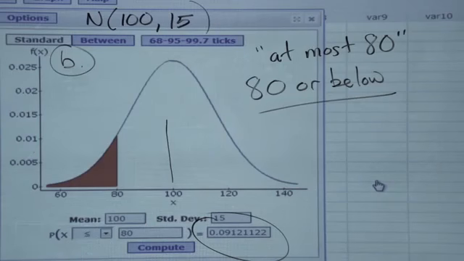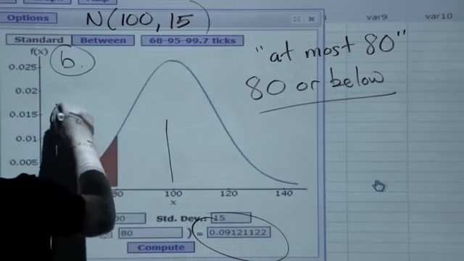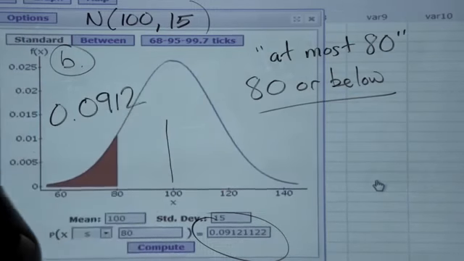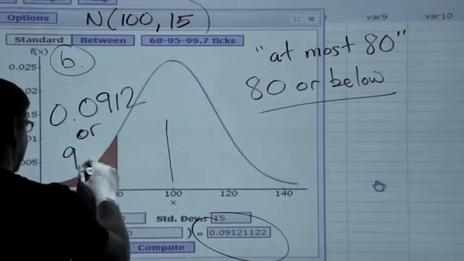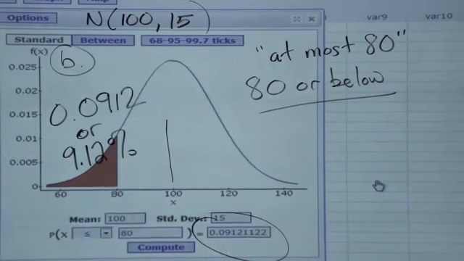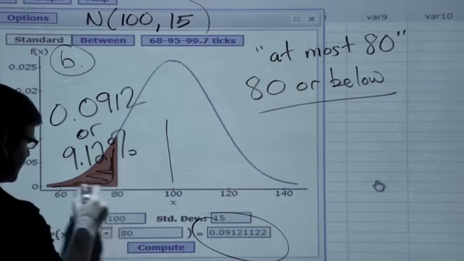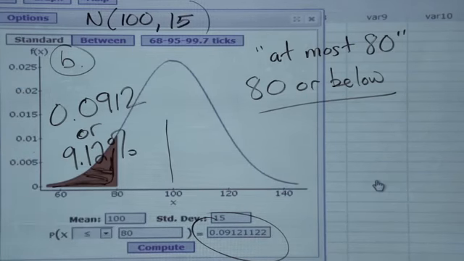Question says, what's the probability that someone has an IQ of at most 80? You can write that as a decimal, 0.0912. You can write that as a percentage, it's 9.12%. And that is the percentage of the whole that's shaded, the red stuff there on the tool. Okay, so that's 9% of the whole graph, which would be 100% or 1. All right, pretty easy tool to use. Ideas are pretty clear.